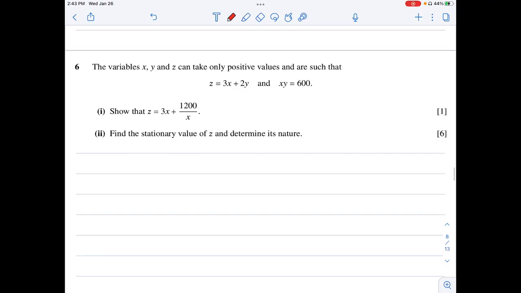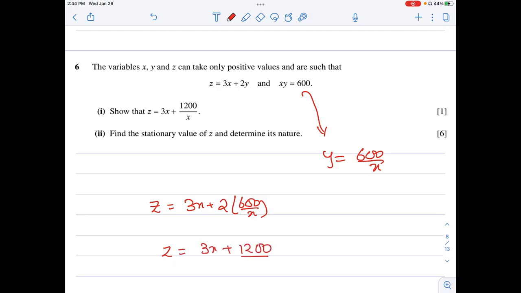Question number 6. The variables x, y, z can take only positive values such that z is equal to 3x plus 2y and xy is equal to 600. Show that z is equal to this. So xy is equal to 600, so y equal to 600 upon x. So z is equal to 3x plus 2 times y. Y is 600 upon x. So z is equal to 3x plus 1200 upon x.